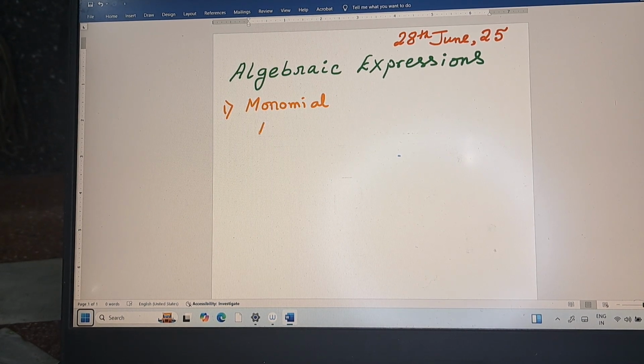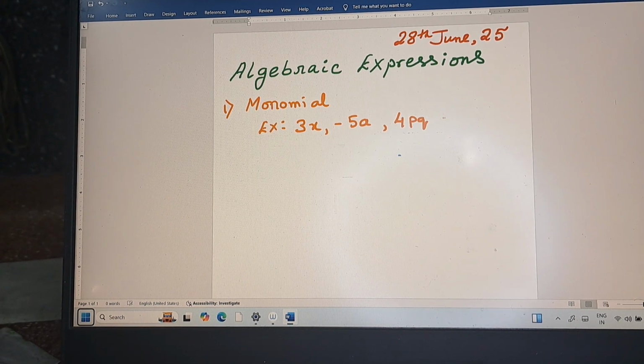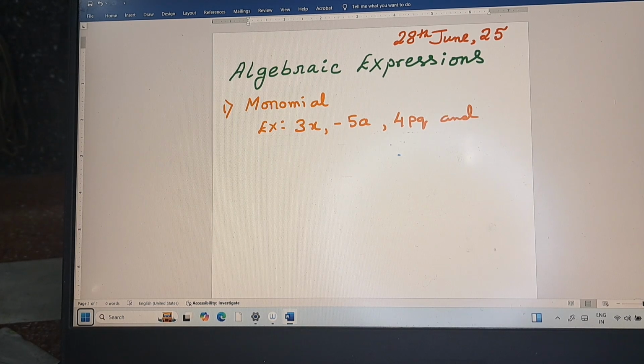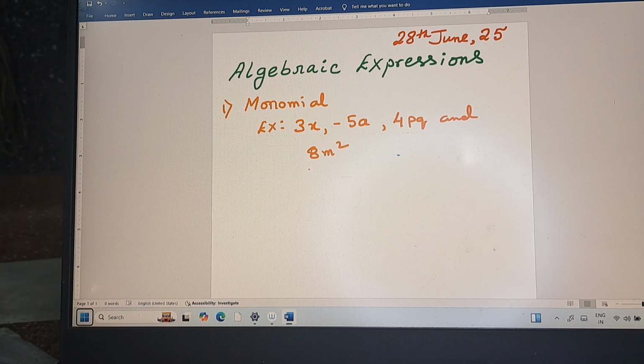So let us take certain examples of monomial: 3x, minus 5a, 4pq, and 8m square. So these are called monomial.